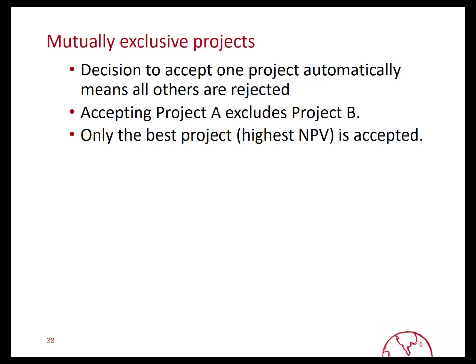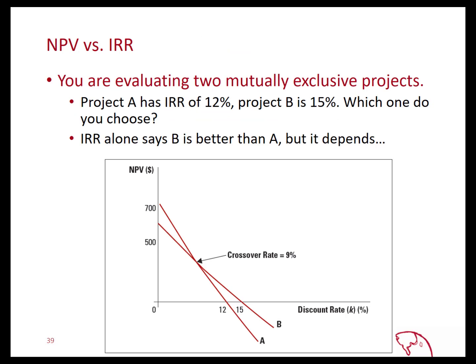So let's take a look at what happens when you have two projects where you have to choose one or the other, which is called mutually exclusive projects. You may have to invest only in project A, and if you do, you can't invest in project B. So we need to look at both projects and choose the one with the highest NPV.